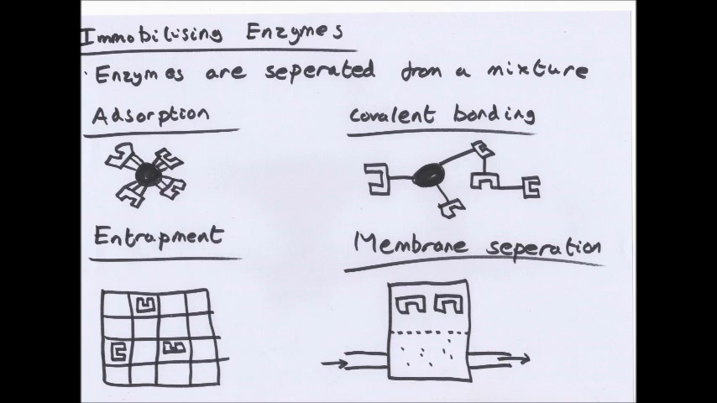Entrapment. Reaction rates can be reduced because substrate molecules need to get through the trapping barrier, so the cellulose gaps. That means the active site is less easily available, so the reaction rate can be reduced because they can't reach it. And membrane separation: the only problem is you might not get all the product molecules going through that partially permeable membrane. So that could be a problem.